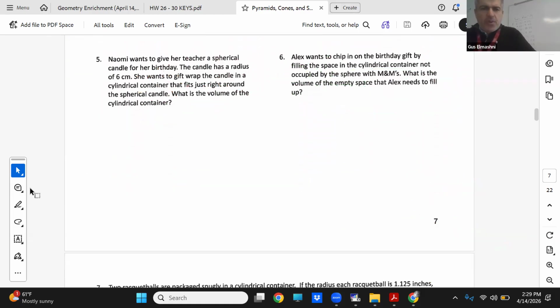Naomi wants to give her teacher a spherical candle for her birthday. The candle has a radius of 6. She wants to gift wrap the candle in a cylindrical container that fits just right around it, so it's nice and snug. What is the volume of the cylinder container? So which one's bigger, the cylinder or the sphere? Of course, the cylinder, because you've got to fit the candle inside of it, right? And the sphere is going to be nice and snug.